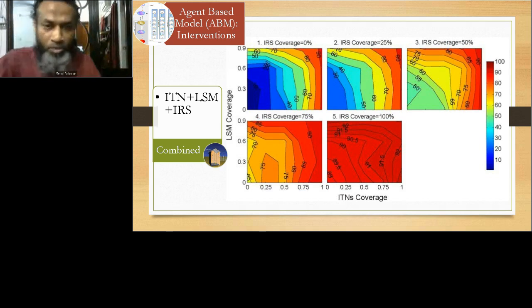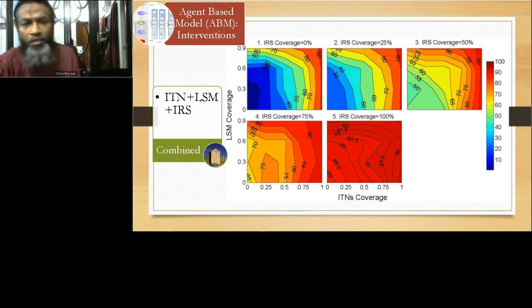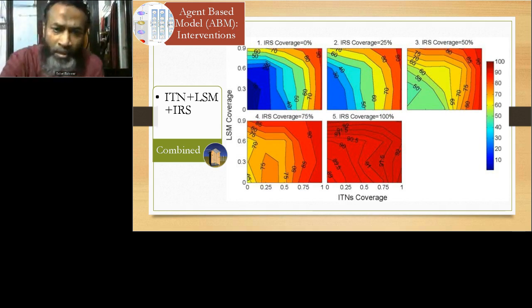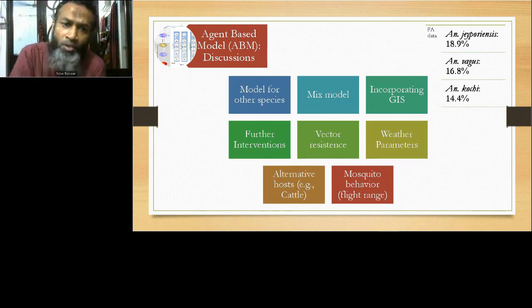I'm just going to make some few discussions. For example, there are some limitations. We have not modeled it for all the species. As I was mentioning, we only modeled it for Anopheles vegas. There were different issues like vector resistance, which we did not incorporate. Also, air temperature, water temperature, these sort of things I mentioned during previous slides. So all these things can be considered.